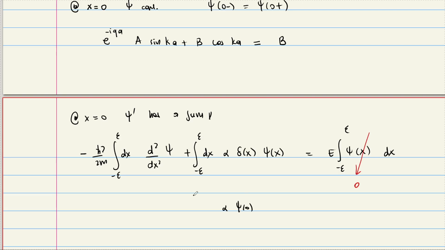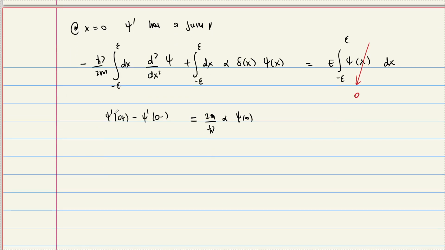I am using the property of the Dirac delta function. And this one is going to give me minus h bar squared over 2m, right? The second derivative integrated is going to be the first derivative. So this is going to be psi prime of 0 plus minus psi prime of 0 minus. And this is equal to 0. Or I can take this to this side and make it equal. Or I can also write it like 2m over h bar squared. Good.